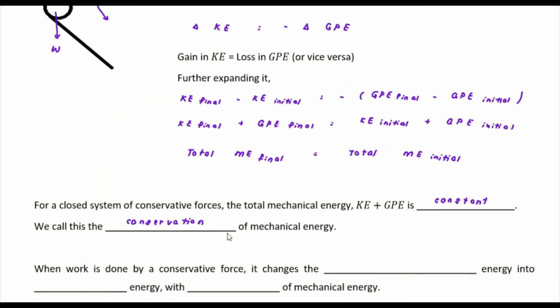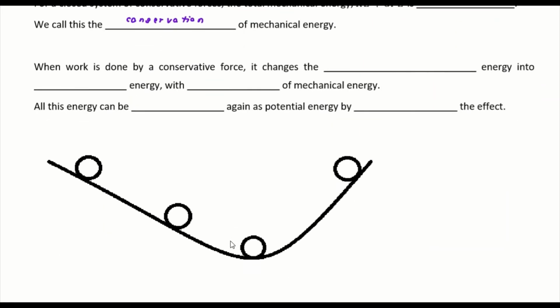Okay, so let's try to understand it further. When the work is done by a conservative force, it changes the stored potential energy. In our case here, our potential energy is mainly the gravitational potential energy. So it changes the stored potential energy into kinetic energy. You realize that the energy that is interchanged here is just potential to kinetic energy.